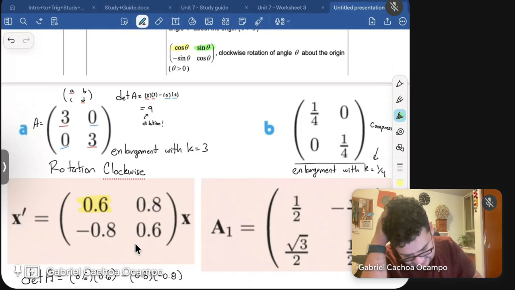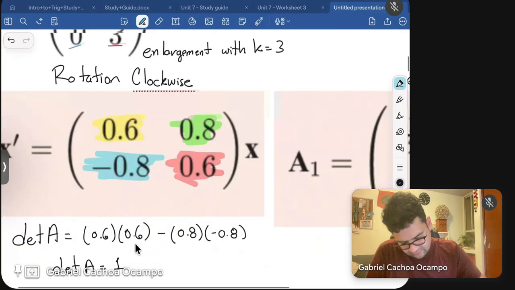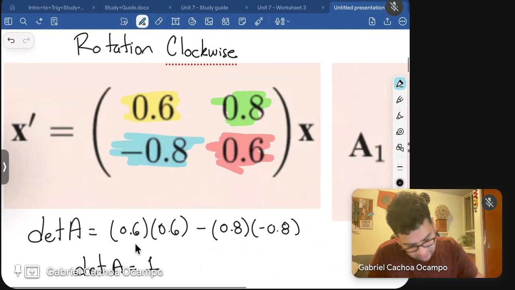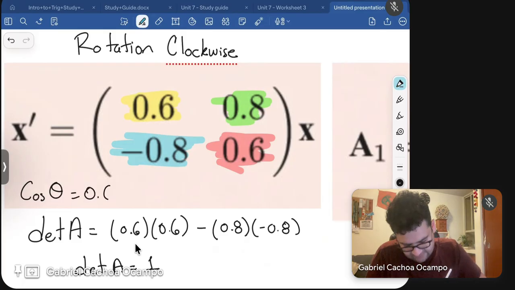This entry is the same as this entry. This entry is the same as this entry. And this entry is the same as this entry. So that means that I can write an equation, no? I could write the equation, from yellow, I could write cosine of theta equals to 0.6.